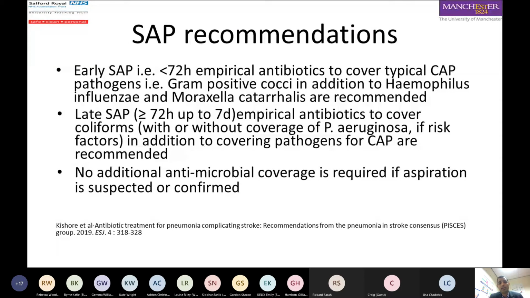For late SAP, so beyond 72 hours, empirical antibiotics to cover coliforms, and depending on what the risk of the patient is, I'll talk about it in another slide later on, Pseudomonas cover should also be considered. Now, we didn't think additional antimicrobial coverage was needed for aspiration. I'll again talk about this later, but there have been more recent studies looking at aspiration pneumonia and the type of bugs, and anaerobes don't seem to figure quite highly in this.